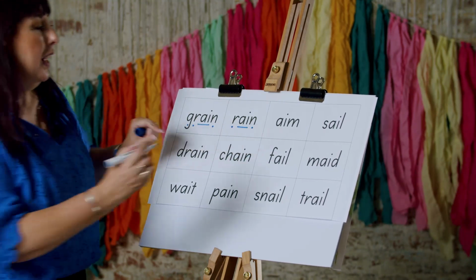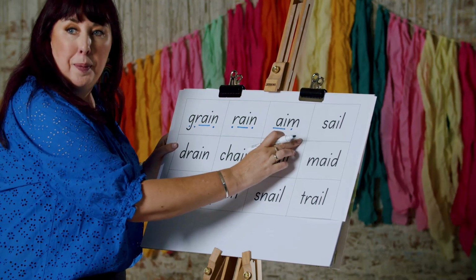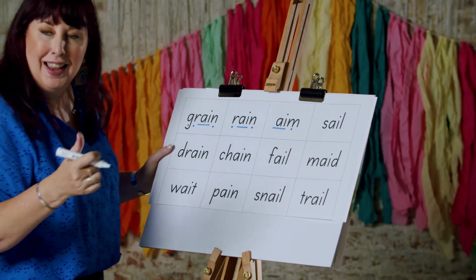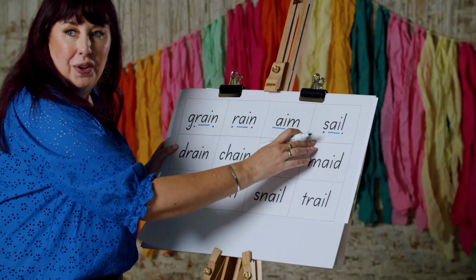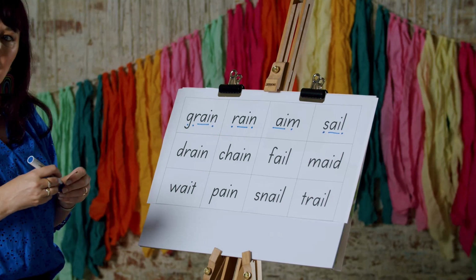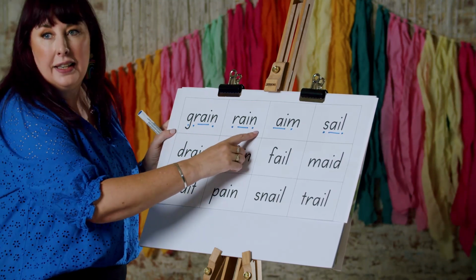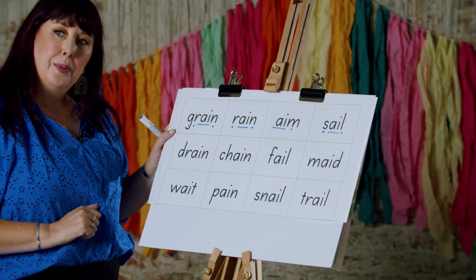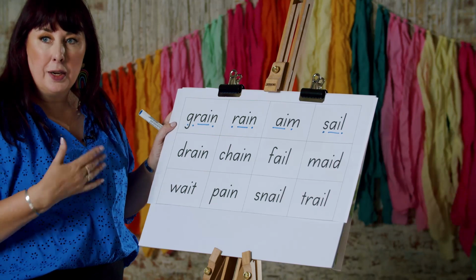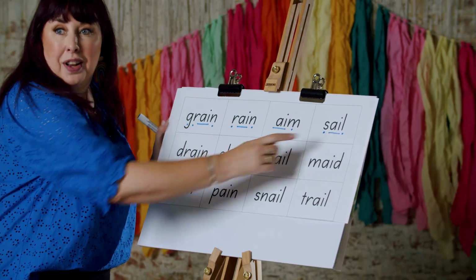Good job. I'm going to underline my digraph. What word? Aim. Excellent. Sail. What word? Sail. Excellent. Let's read those words again. Grain, rain, aim, sail. Good job. Let's read them a little bit more quickly. Are you ready? Take a breath. Grain, rain, aim, sail. How did you go?